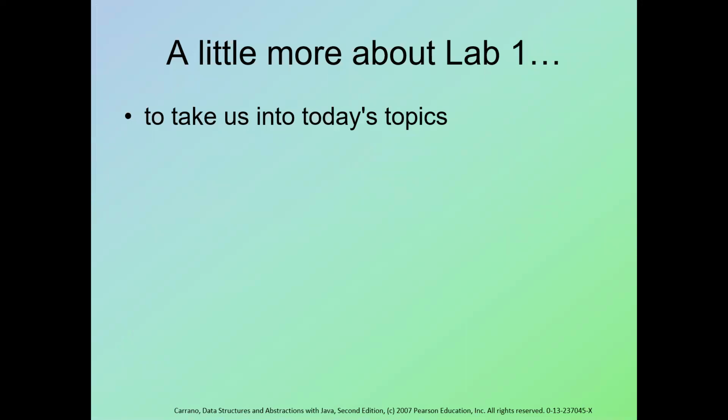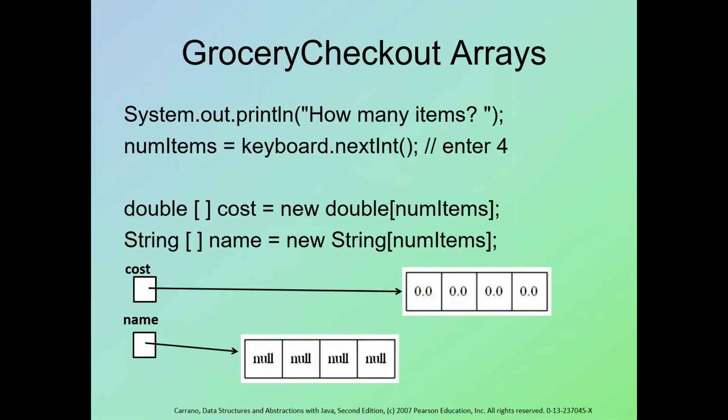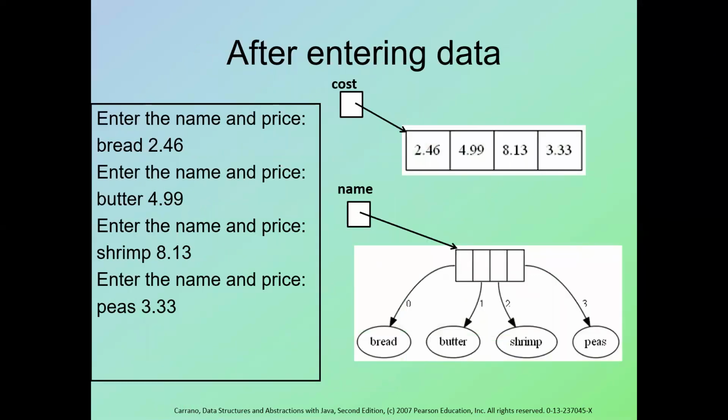Just a review of lab 1, both parts. The first part, the grocery checkout problem, we used parallel arrays, because you have two arrays that are in parallel to each other. The first item of the first array corresponds to the cost of the name of the item in the first position of the names array. That was one way to solve a problem without using your own classes.